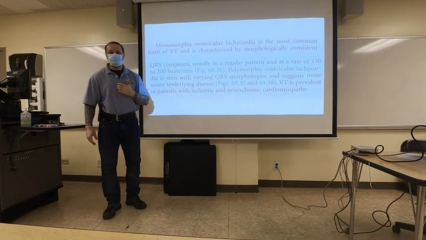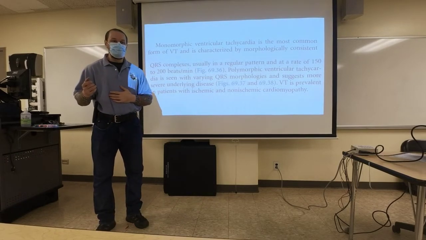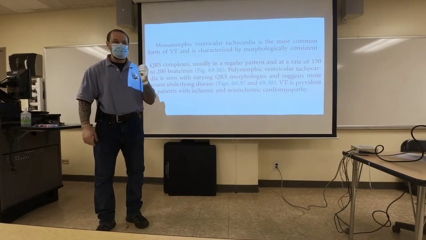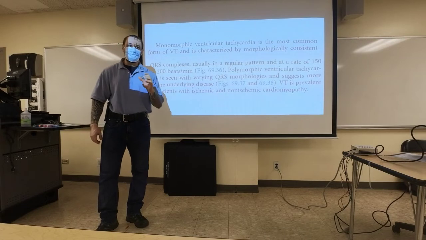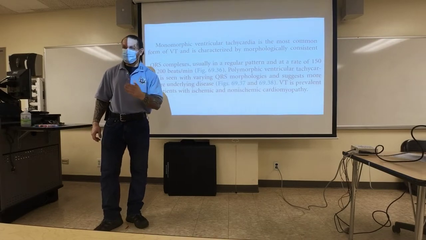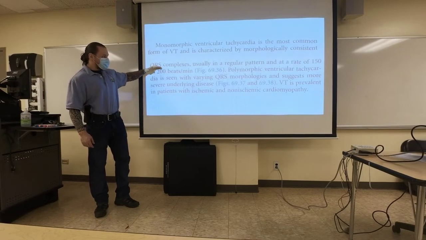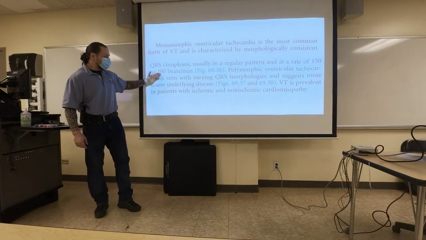The moment that morphology changes, it doesn't matter if it's a specific polymorphic etiology. We have an example, torsades de pointes. It's a specific polymorphic V-tach, but there are other kinds of polymorphic. How do we know it's polymorphic? The moment the morphology of the R waves differs. For the monomorphic, they're regular, and the rate is above 150. That's when we need to intervene. It could be up to 200 beats per minute.